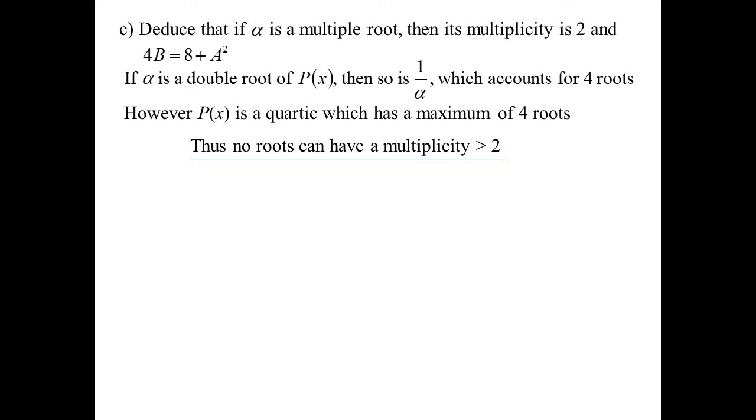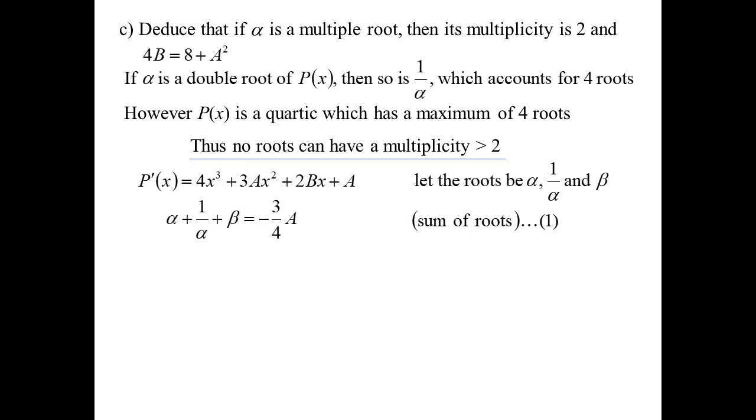Now let's have a look at the other bit. 4b is equal to 8 plus a squared. Well, we've just proved that alpha is a double root, so I'll differentiate it. I know alpha is a solution to this. So I'm going to let the roots be alpha, but hey, 1 on alpha will be a solution as well. Because we said, if alpha is a root, so is 1 on alpha.